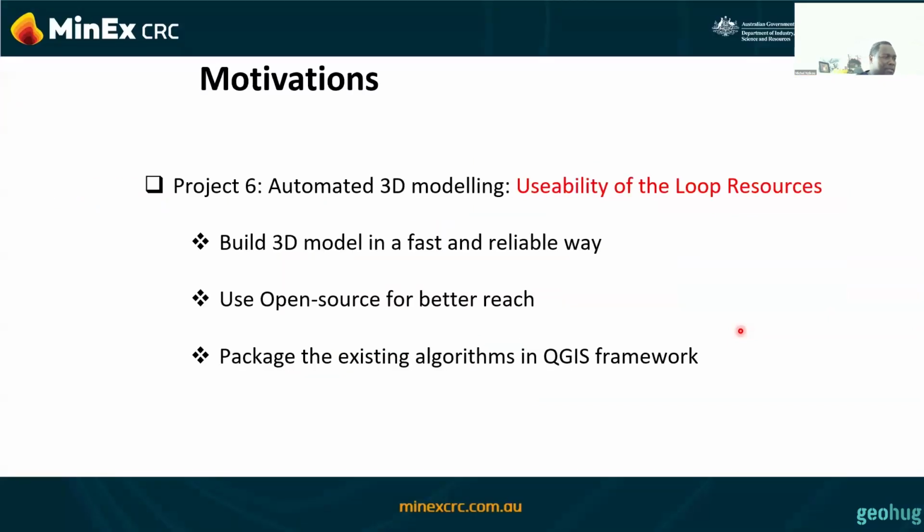Well, this motivation comes from Project 6 of the automated 3D modeling. It's about the usability of Loop resources. This phase is very important, not only because the challenge in moving toward a socially greener future is high, but our ability to image our subsurface is increasing with technology. For example, to help mitigate risk associated with exploration, a fast and accurate 3D modeling of the Earth is needed.